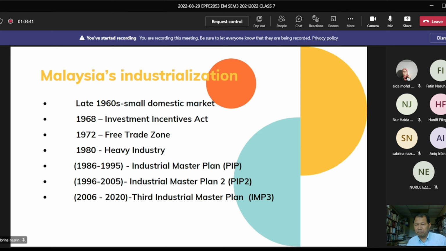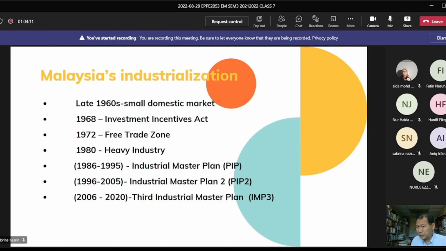And then just turn the number around. 1986, Promotion of Investment Act 1986. So 1968, you can see on the screen, Investment Incentive Act.